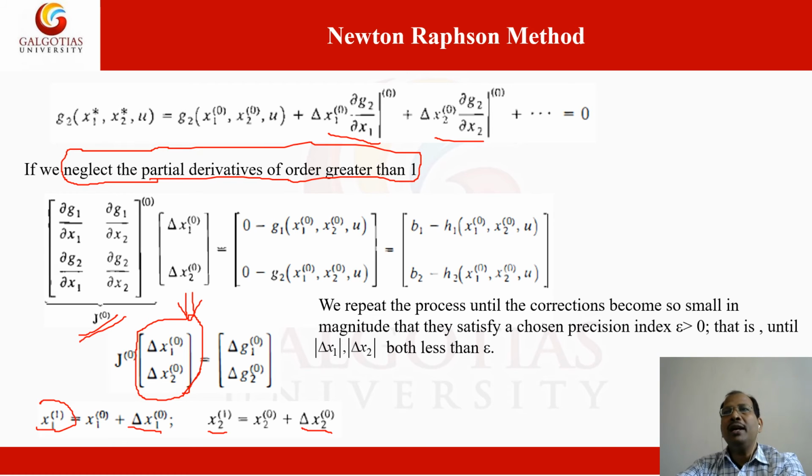Then we repeat for the next iteration. This is the second iteration. We put in these values, again calculate the Jacobian matrix, then calculate the correction, and then add it. If the magnitude of the correction values is less than the chosen precision index, say 10 to the power minus 3, then we can terminate. Otherwise, go to the next step. This is the overall algorithm of the Newton-Raphson method using two variables.